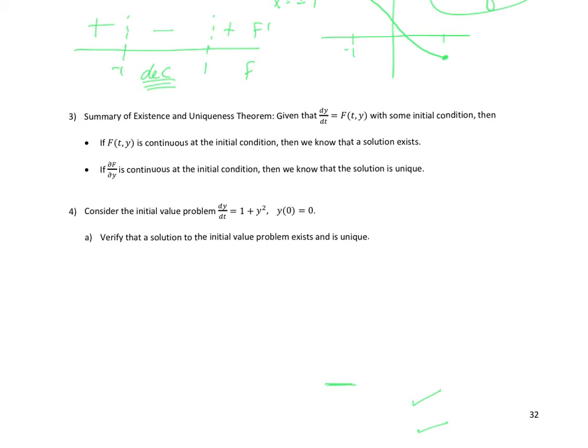Okay, so because 2y is continuous everywhere, it's a line. Lines are continuous everywhere. And then in particular, at the initial condition 0, 0, the solution is unique. Okay, so we have a differential equation, dy/dt equals 1 plus y squared with an initial condition, y of 0 equals 0. This theorem tells us that a solution exists and it is unique. So a unique solution exists to this problem.